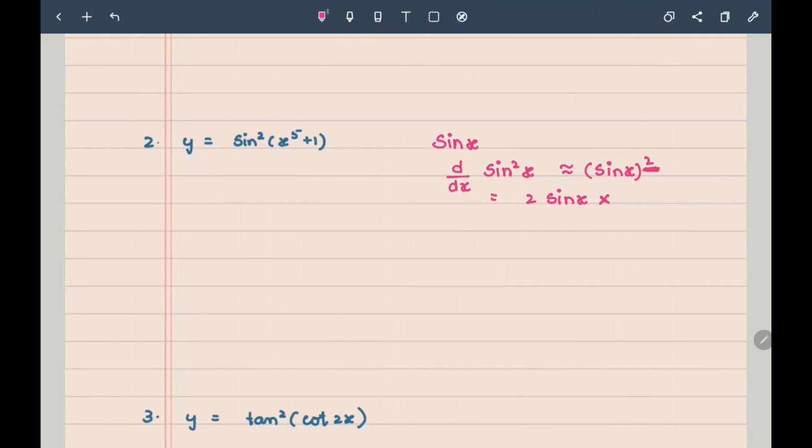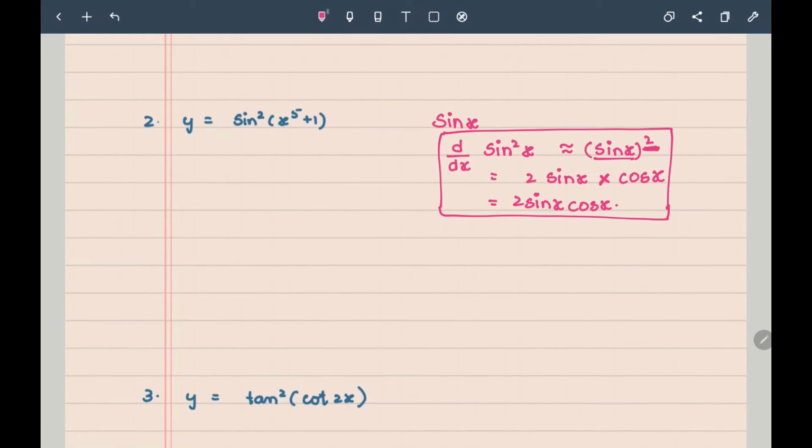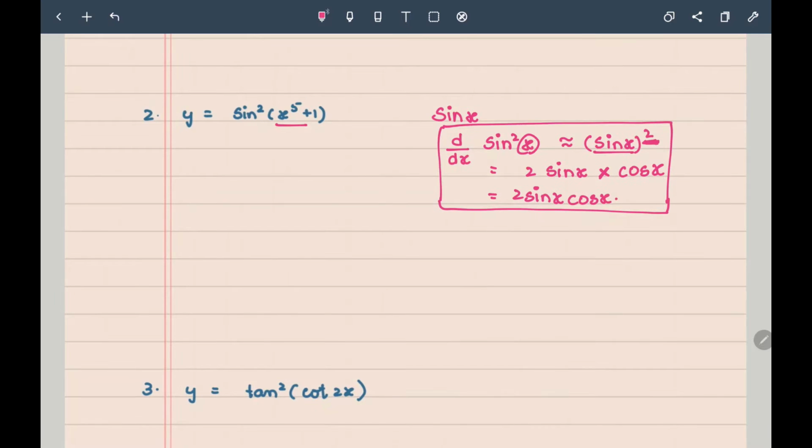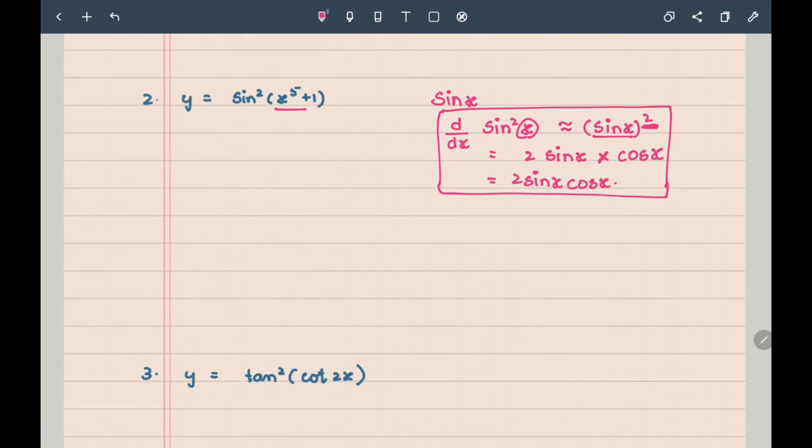And now we multiply that with the differentiation of sin x, that is cos x. So it will be 2 sin x cos x. Okay, this is the differentiation of sin square x. Now let's see the differentiation of another similar kind of question, but here in place of x we are having one more function, that is x power 5 plus 1. We do the same thing. We will multiply again the derivative of x power 5 plus 1.